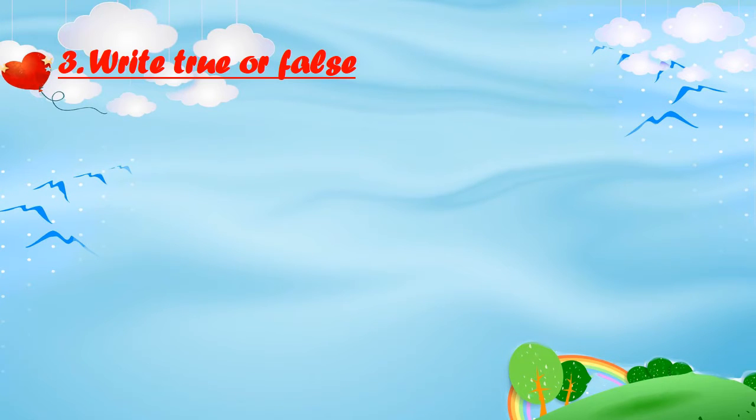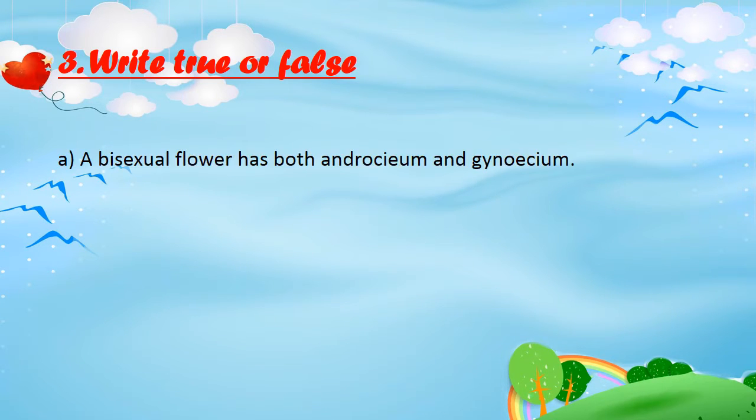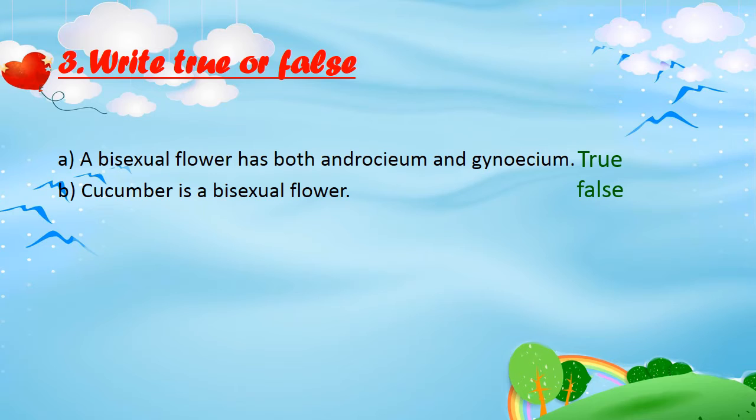Exercise number 3 is write true or false. A part is a bisexual flower has both androecium and gynoecium. Say yes, this is true, because bisexual flower has both male and female parts. So it is true. Part B is cucumber is a bisexual flower. So this is false, as cucumber is a unisexual flower. So we will write it as false.